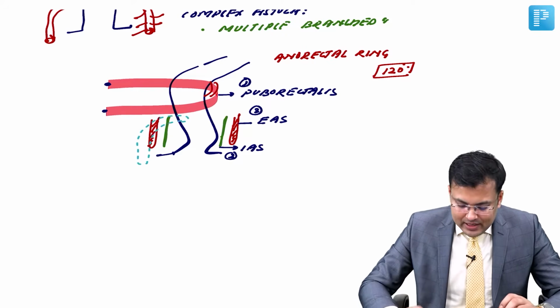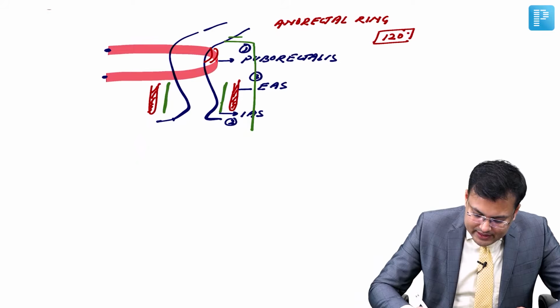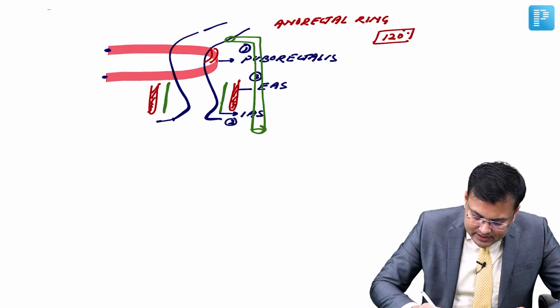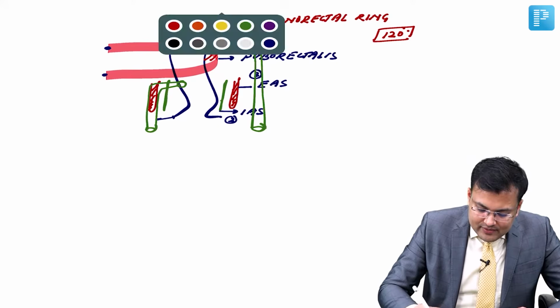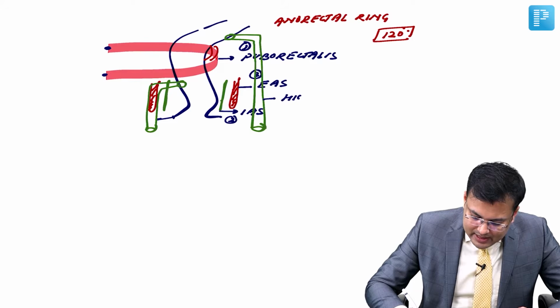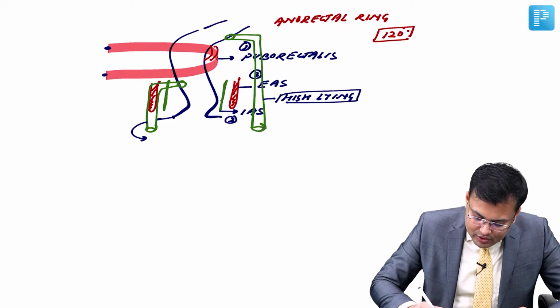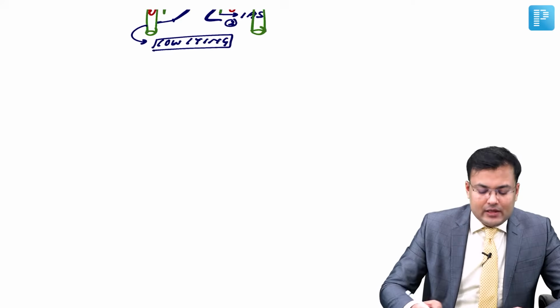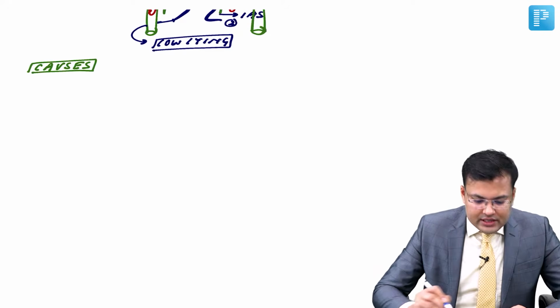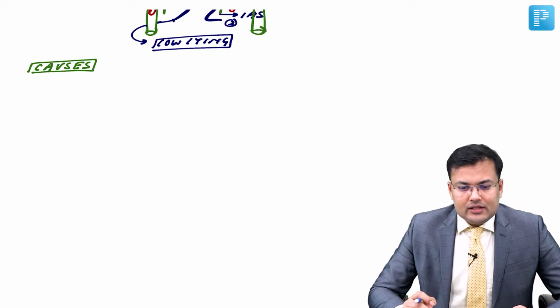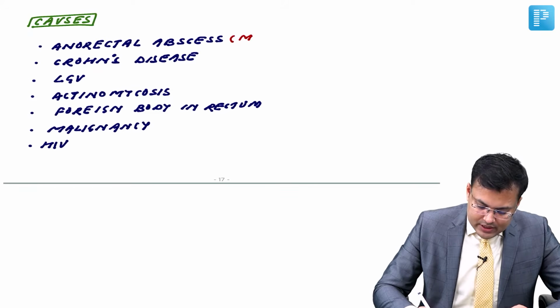So what is high line fistula? Fistula with internal opening above anorectal ring. And fistula with internal opening located below anorectal ring, that is low line. So another definition, this is high line and this is low line. Okay, so high line fistula and low line. Now see what are the causes of fistula-in-ano. We discussed the most common association is with anorectal abscess. So the most common cause is anorectal abscess.